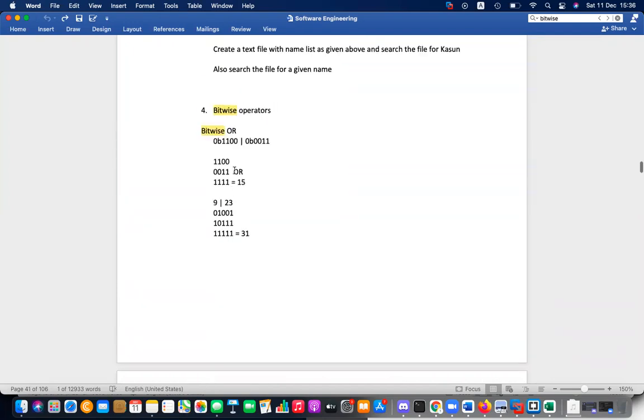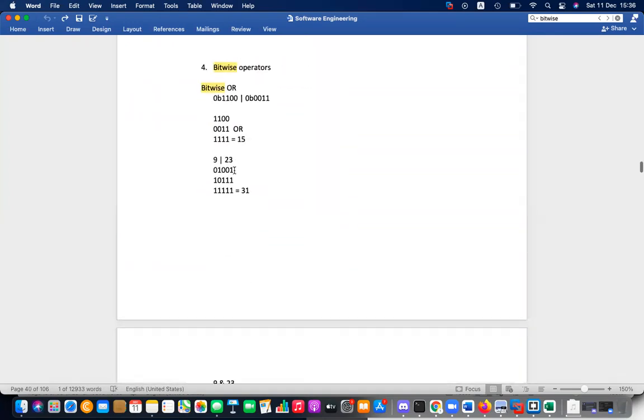So let's go for an example. Let's say you have to OR this one with this one. If you are already given the binaries, you can write down the binary to express it. You have to write them in such a way that the same positional values are interfering. Then apply the OR logic.